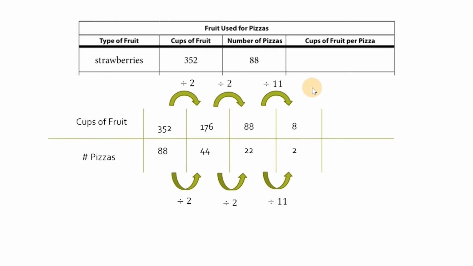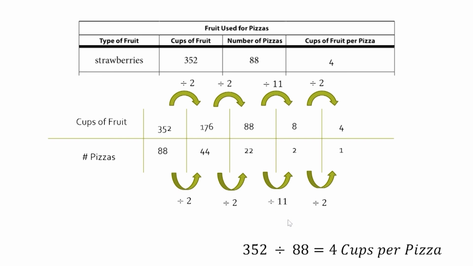If I divide 88 by 11, I get 8, and 22 divided by 11 is 2. I'm almost down to 1. What do I need to divide by? 2. That's right. 8 divided by 2 is 4, and 2 divided by 2 is 1. And now I'm at 1 pizza, 4 cups of fruit. It takes 4 cups of strawberries to make 1 strawberry pizza. 352 divided by 88 equals 4 cups per pizza. Nice job. Let's look at one more together.